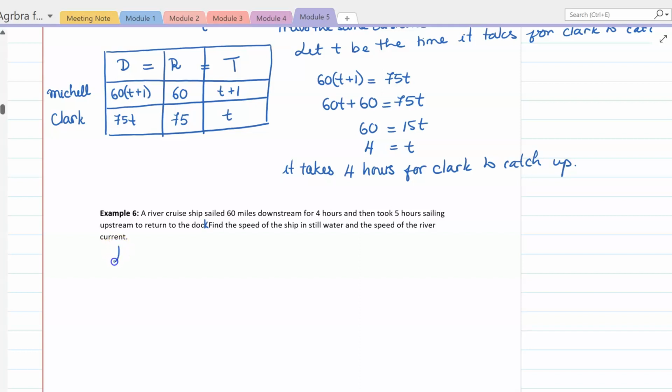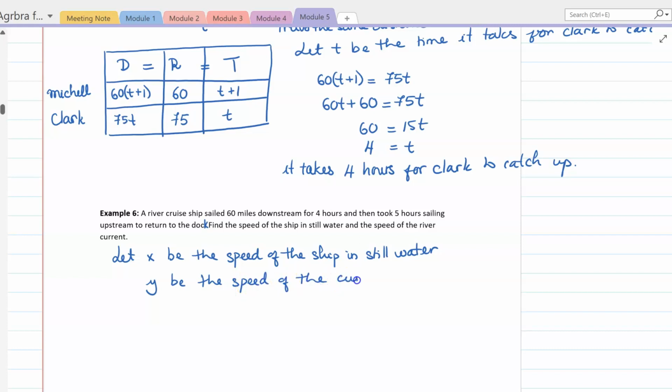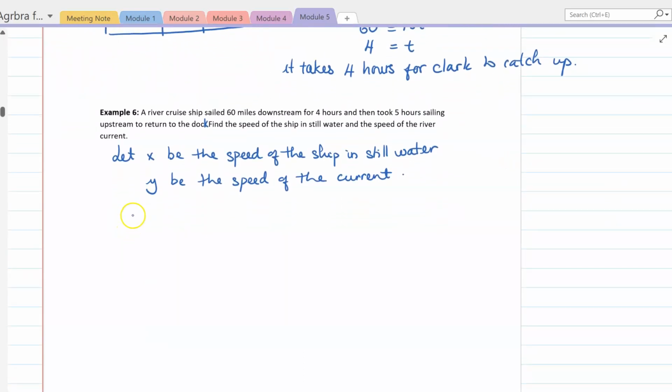Okay, so I'll go ahead and let x be the speed of the ship in still water, and y be the speed of the current. So let's create the table where we have distance equals rate times time.